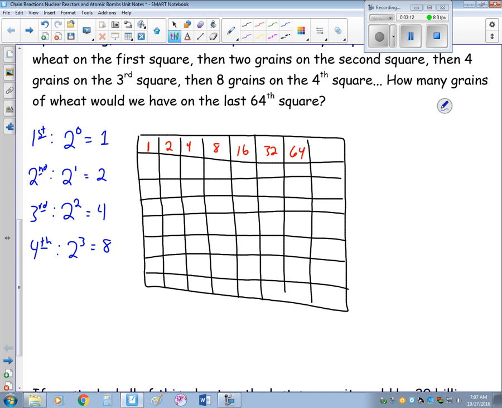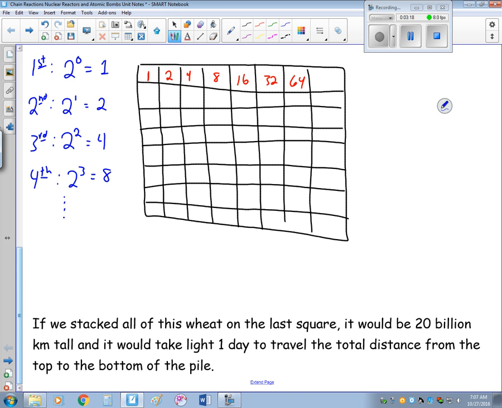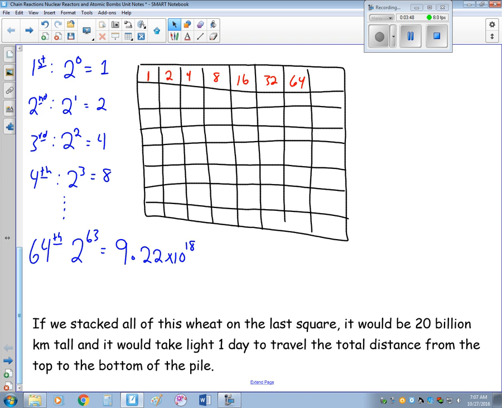Hopefully you can see this pattern, how this is working out here. So going down, we can keep going. For the 64th square, that'd be the same as 2 raised to the 63rd power, which is a very, very, very big number. It's so long, I'm going to use scientific notation. So on the 64th square, I would have to place 9.22 times 10 to the 18th grains of wheat.